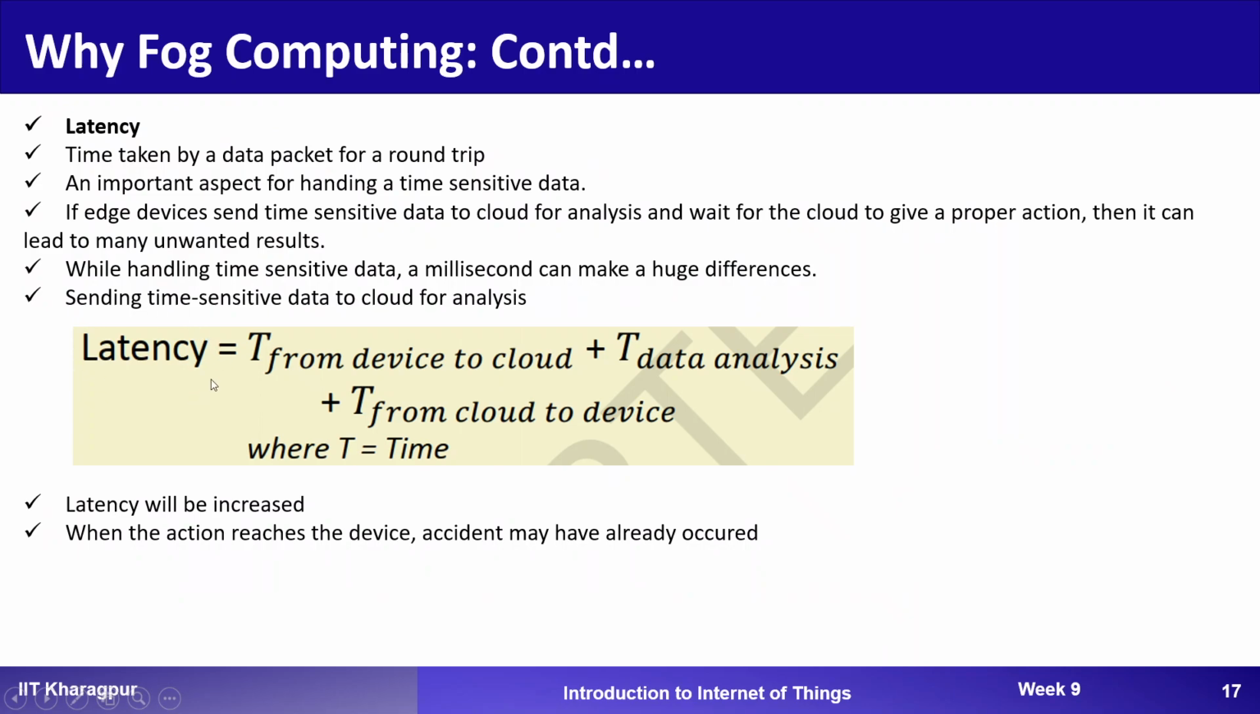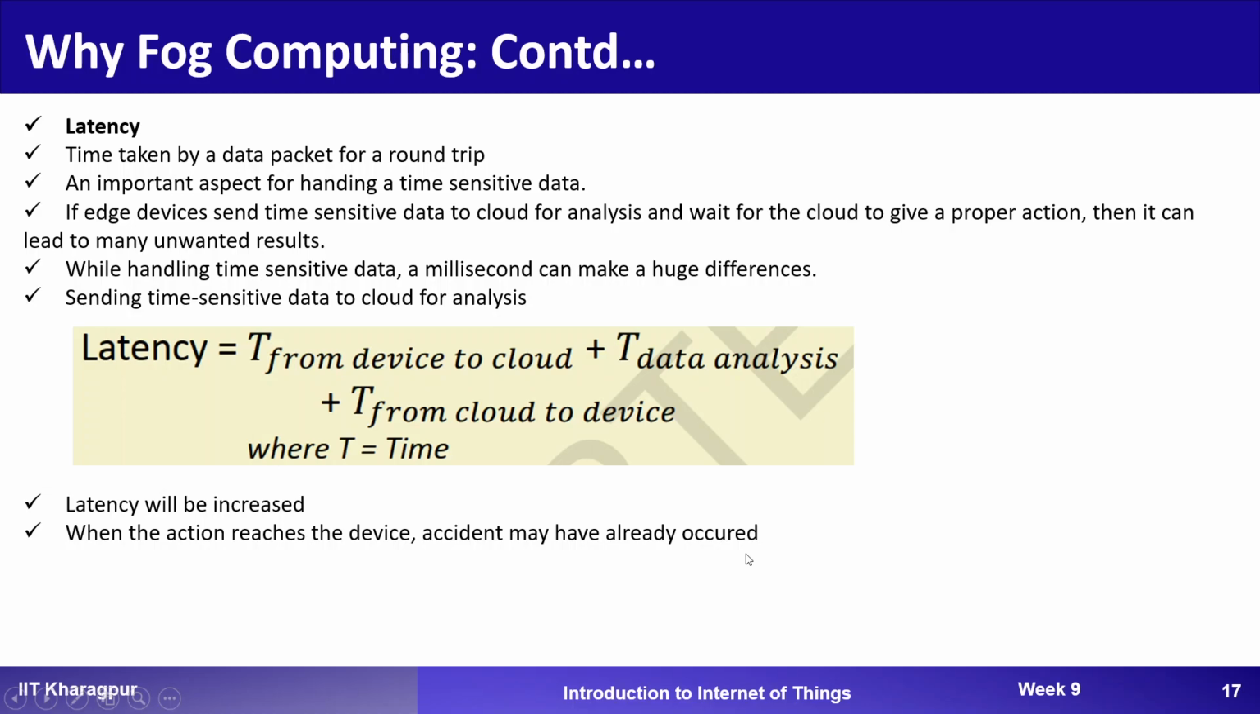So this is the formula for latency. Latency is the time from your device to the cloud, then the time for the analysis, that is processing time, and the time taken by the cloud to send the data to the device. So in case of cloud, the latency will increase. When the action reaches the device, an accident may have already occurred.